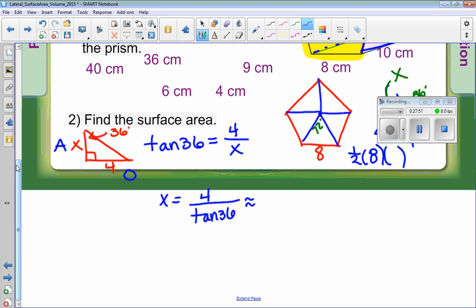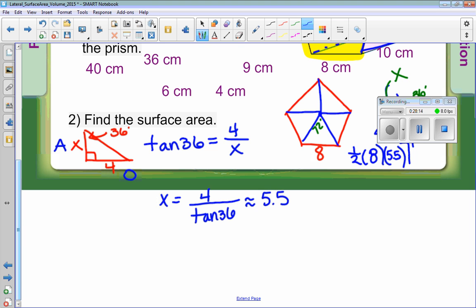So we're going to go ahead and just double check. So we're going to say 4 divided by the tangent of 36. We're in the right mode, so about 5.5. Again, what is that number? The height of the triangle. So that's going to be 5.5 is here.